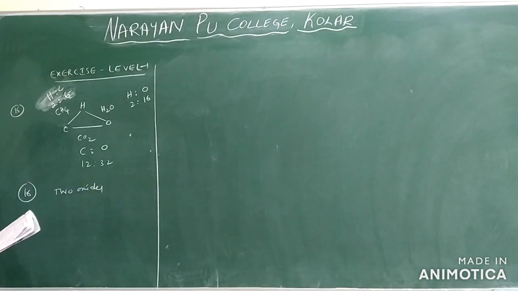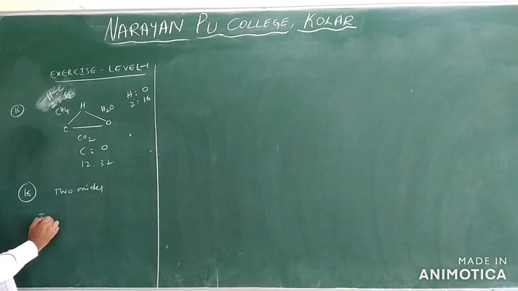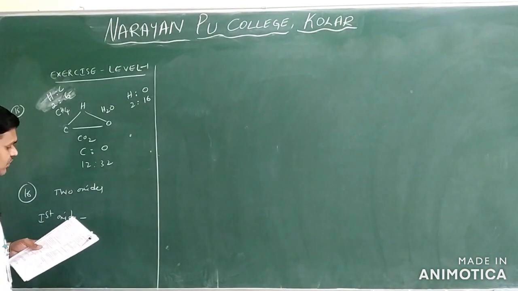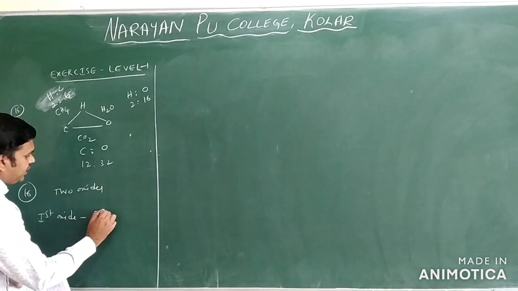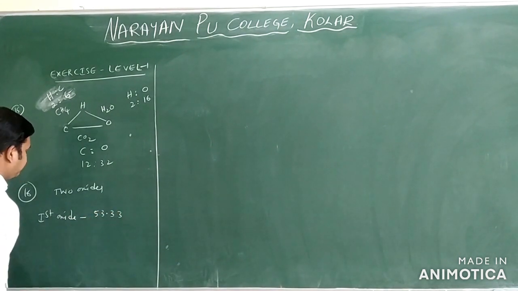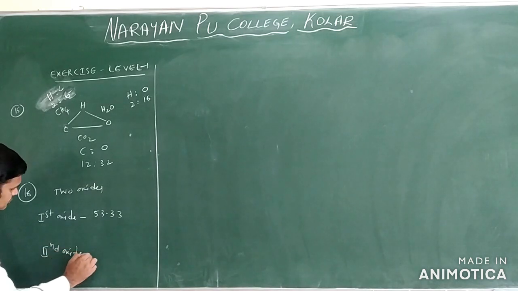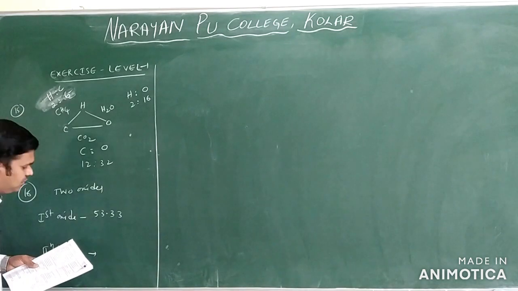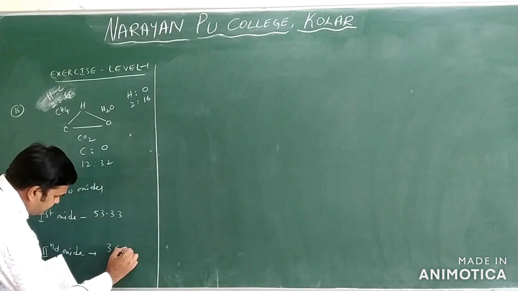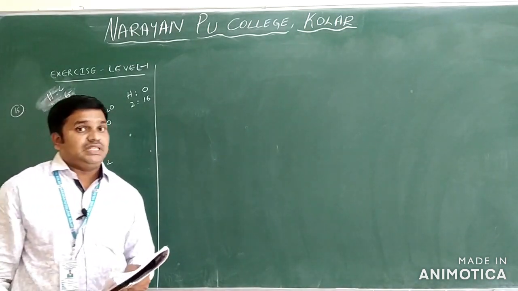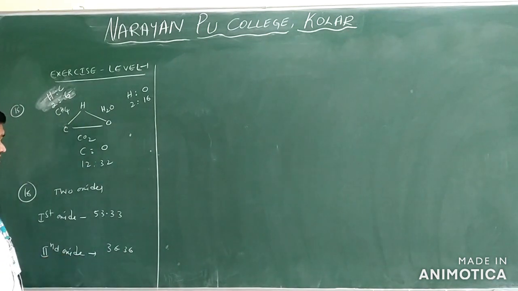You see the first oxide here. If we take the first oxide, the percentage of oxygen given is 53.33, and if you take the second oxide, the percentage given is 36.36% only. So the element is the same, but the percentage of the element is different in the 2 oxides only.